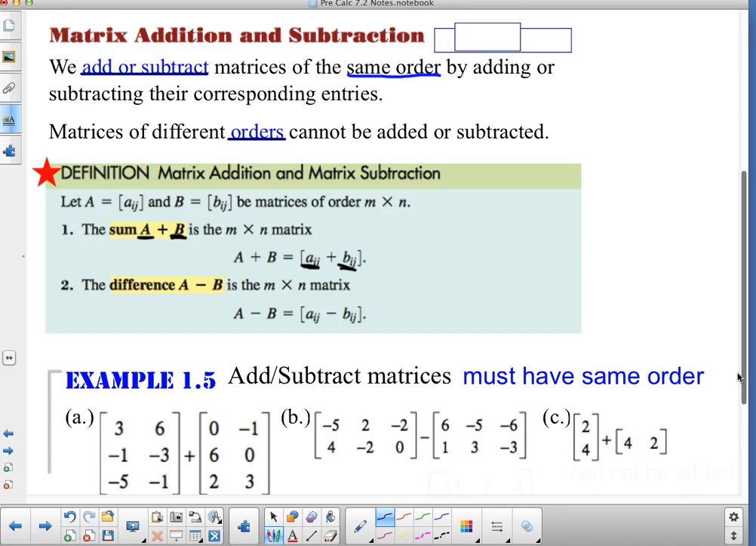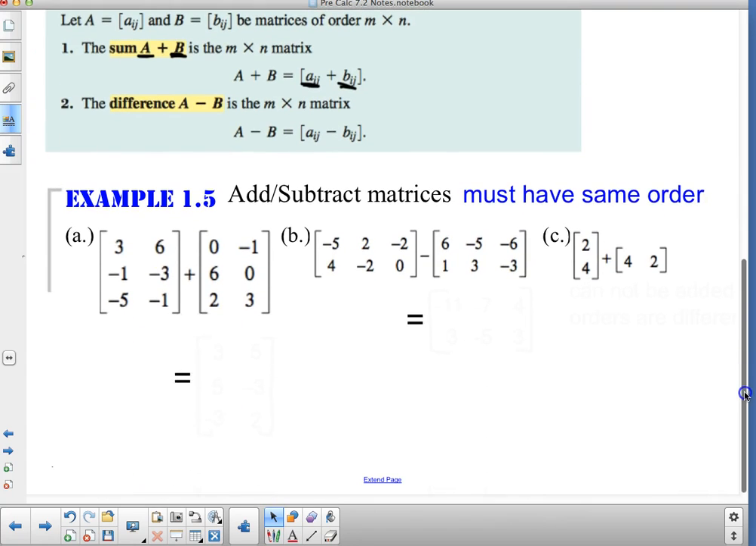Basically, if I can slide one matrix on top of the other matrix, the 3 goes to the 0, the 6 goes to the -1, the -1 goes to the 6, -3 goes to 0, -5 goes to 2, -1 goes to 3. So I'm just going to do 3 plus 0, 6 plus -1 is 5, -1 plus 6 is 5, -3 plus 0 is -3, -5 plus 2 is -3, -1 plus 3 is 2. Corresponding spots in the matrix.